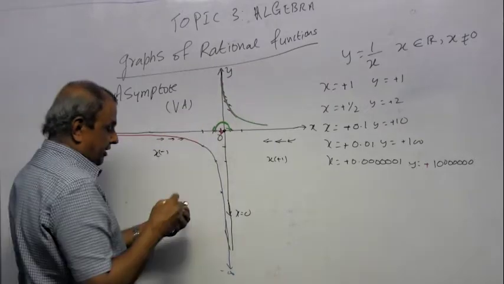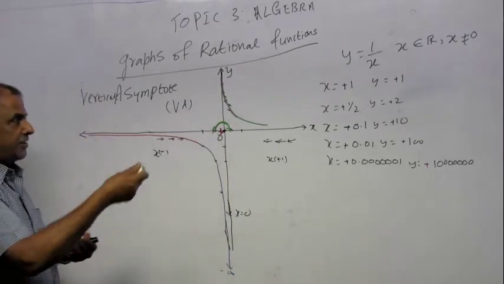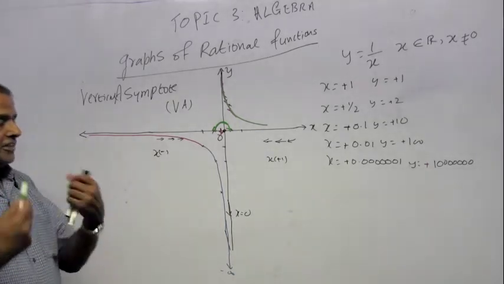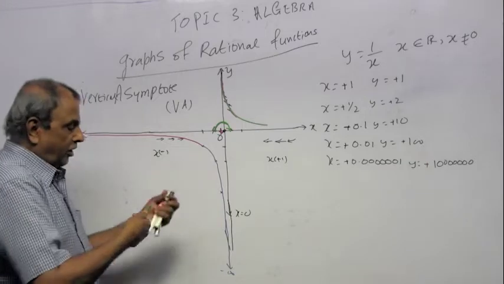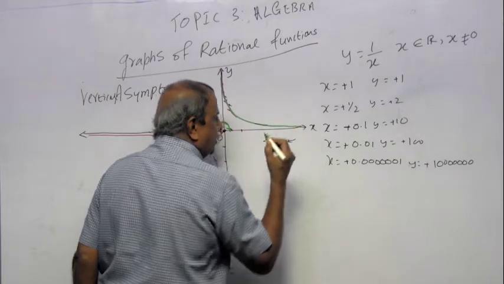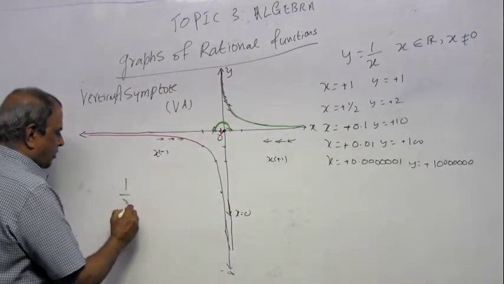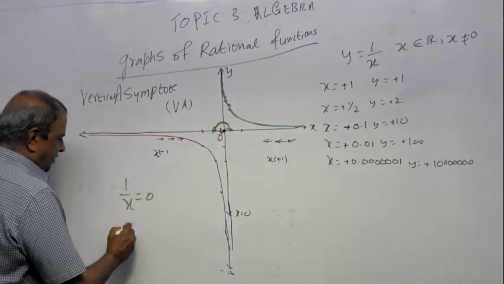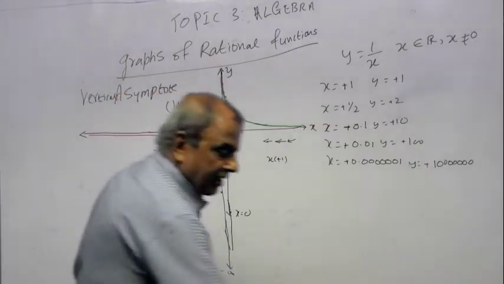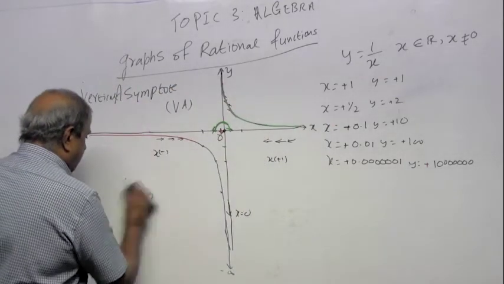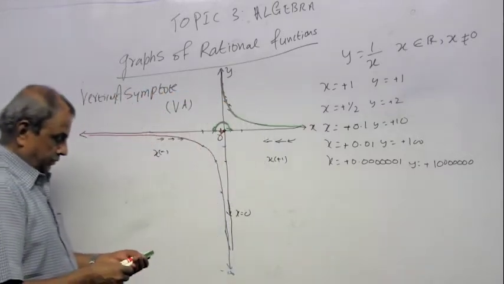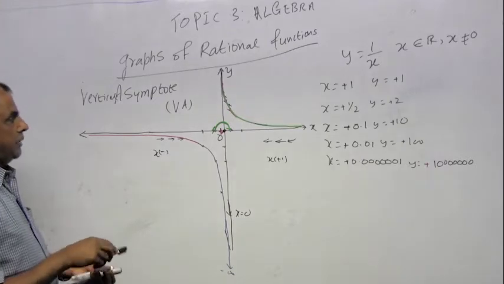Again, on the positive side, as x is 10, y is 0.1, x is 100, y is 0.01, x is 1000, y is 0.001. So as x goes to positive infinity, y approaches 0. y will never be 0 because if you say 1 over x equal to 0, you get 0 equal to 1, which is rubbish. So therefore, it cannot be 0. A fraction cannot be 0 if the numerator is not 0. And the denominator cannot be 0.